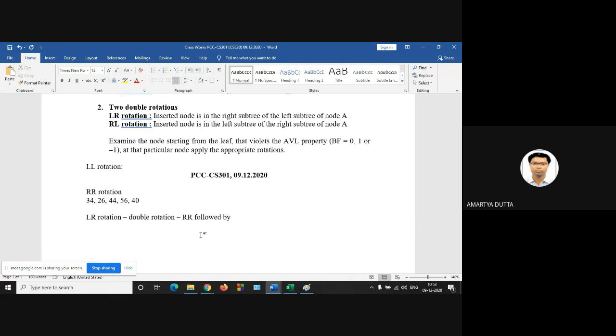RR followed by LL. LR rotation means you have to scan from right to left for your nomenclature. So first R comes. So RR is followed by LL rotation. That's why this is called the double rotation. First RR rotation, followed by LL rotation. So for RL rotation, LL is followed by RR rotation.